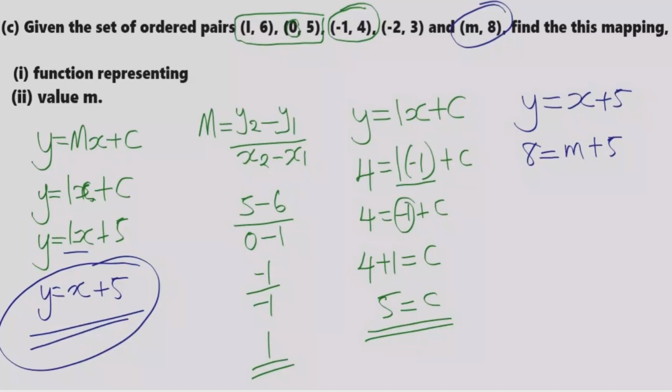Okay, so we say 8 is equal to m plus 5. So we put like terms together. So we have 8, then 5 will cross the equal sign and become minus. Okay, 8 minus 5, which is equal to m. Okay, then what do we do now? We evaluate. 8 minus 5 will give us 3, which is equal to m. So the value of m in that point is 3. So basically, that's how you go about this question.